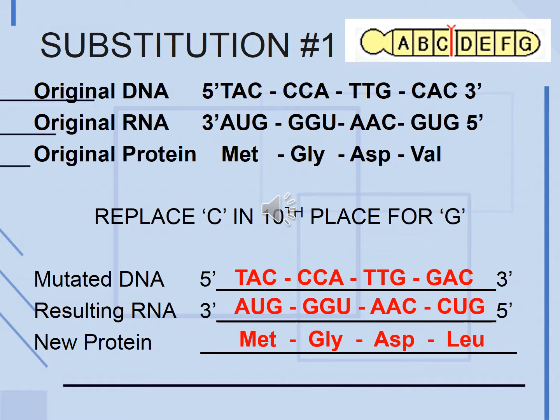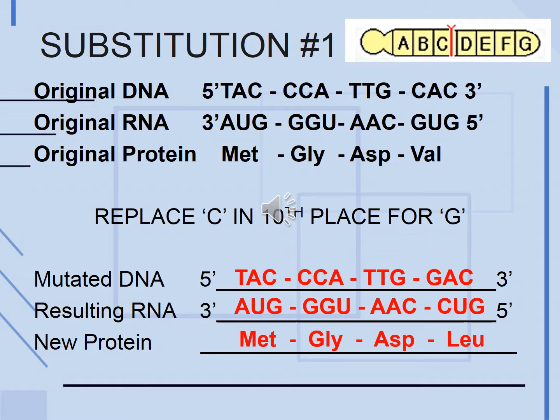So here we go. Now we're going to talk about the third type of point mutation, which is called substitution. Okay, so here we go, the original DNA strand, the original mRNA, and then we've got our original protein. But now we're going to replace the C in the 10th place of the original DNA with a G. So then we have a mutated DNA of TACCCATTGCA.